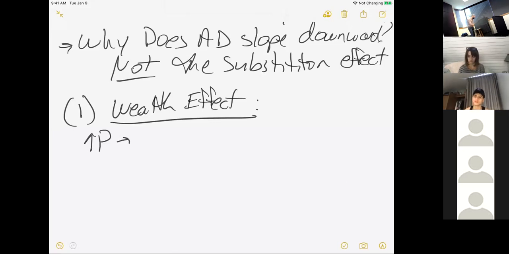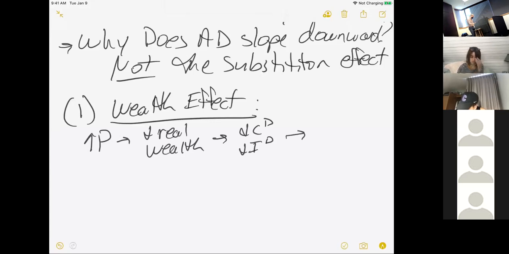So what this does is it reduces many people's real wealth. How do they respond when they see their wealth go down? They stop spending, right? They reduce their demand for consumption. Firms reduce their demand for investment. And the demand for real GDP goes down. Negative relationship between the two. That's one reason.